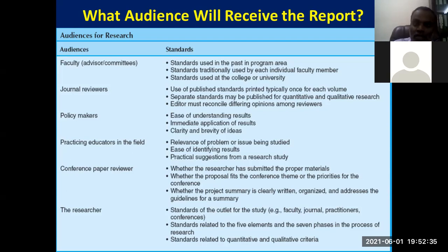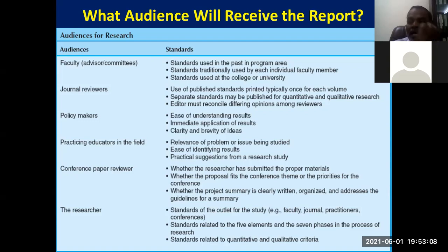In general, you are writing to other researchers. You need to follow the standards of the outlet for the study, maybe faculty, journal, practitioner or conference. Also follow standards related to the 5 elements and 7 phases in the process of your research. Maybe you are doing qualitative research, whether a narrative study or a case study, you need to follow those standards. So standards related to quantitative and qualitative methods, as a researcher, you need to keep these things in mind.